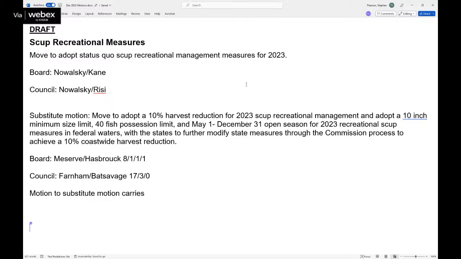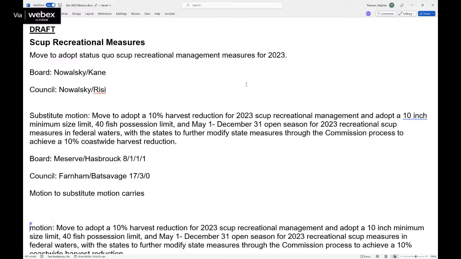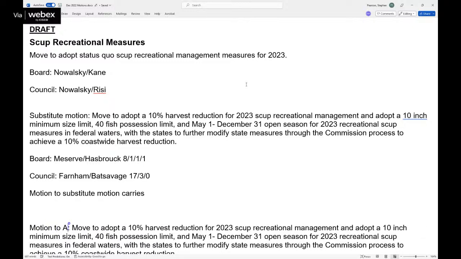Yeah, I think that would be a motion to amend, and we would just need to clarify the season. So motion to amend to modify the season to January 1 through December 31 instead of May 1st. I think that'd be the simplest way to do it. Yes, thank you. Okay. Once we get it up on the board, I'll look around for seconds on behalf of the council and the board.